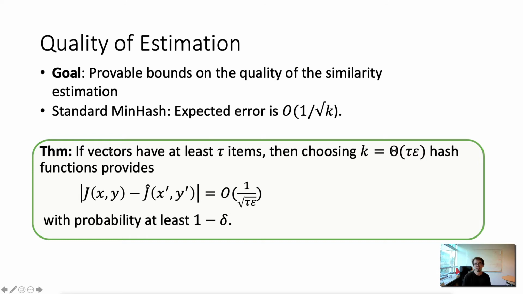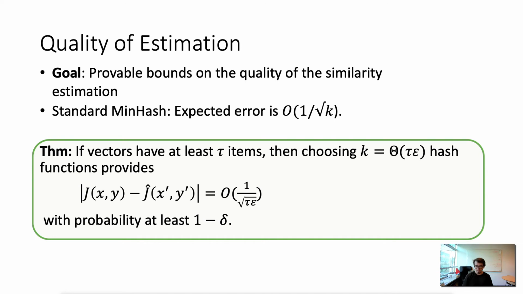What we prove in the paper is that if all of the vectors have at least tau items, and you choose Θ(tau epsilon) hash functions, then we get that the absolute error is bounded by 1/√(tau epsilon), which is 1/√k, with probability at least 1 minus delta. Okay? It's different from standard MinHash, where the larger k is, the better the error, the smaller the error becomes. Here there's a certain good choice of k, where asymptotically it resembles the original error, but we don't say anything for other values of k.